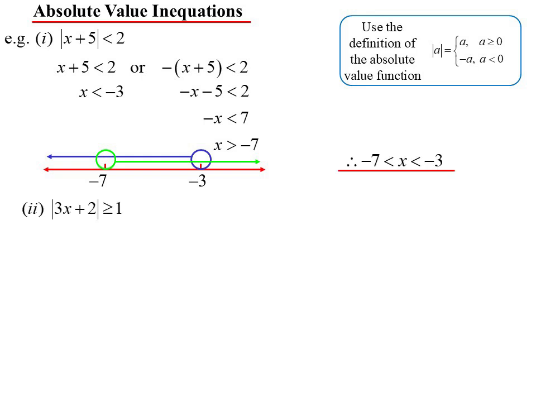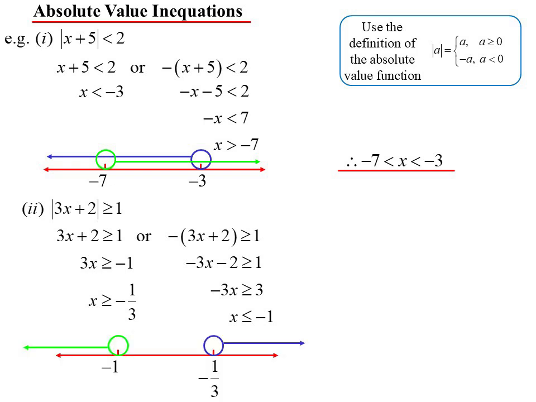For this one, either 3x plus 2 is greater than or equal to 1 or the negative of that is greater than or equal to 1. Solve each of those. This time I've got one going that way. Well, this is an OR case. So if they intersect each other, it's going to be the AND case. If they don't, it's the OR case. There's my solution. But here's an alternative way of doing it.